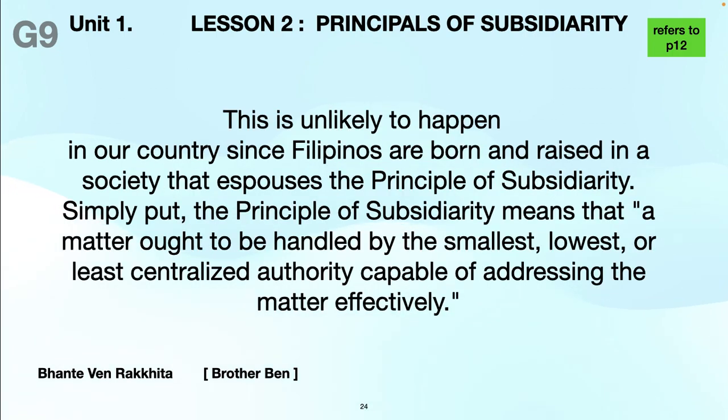This is unlikely to happen in our country, since Filipinos are born and raised in a society that espouses the principle of subsidiarity. Espouses means encourages or practices. Simply put, the principle of subsidiarity means that a matter ought to be handled by the smallest, lowest, or least centralized authority capable of addressing the matter effectively.